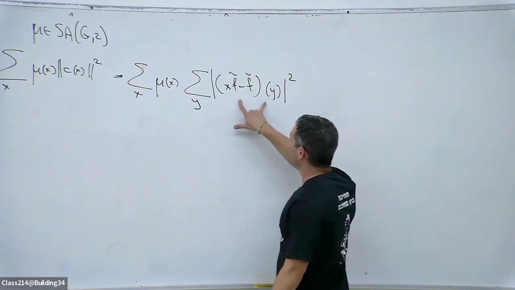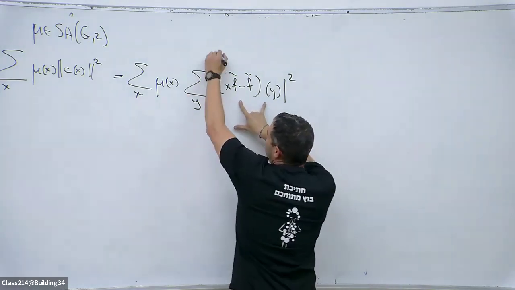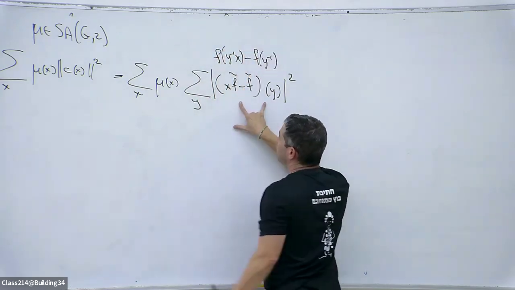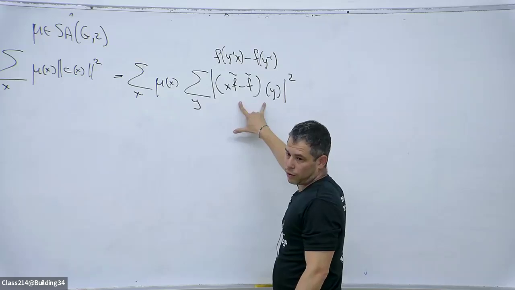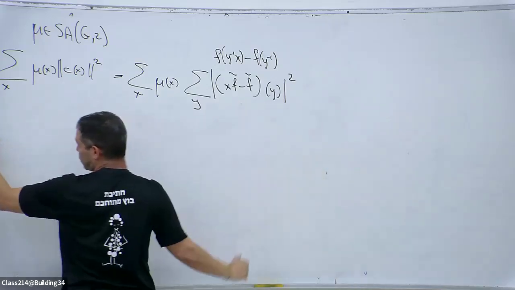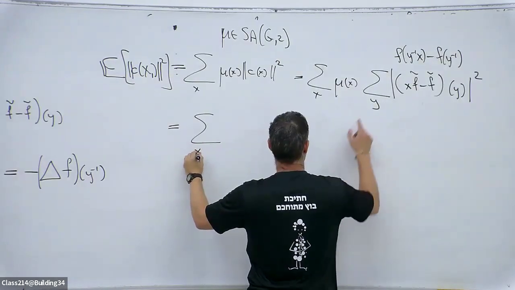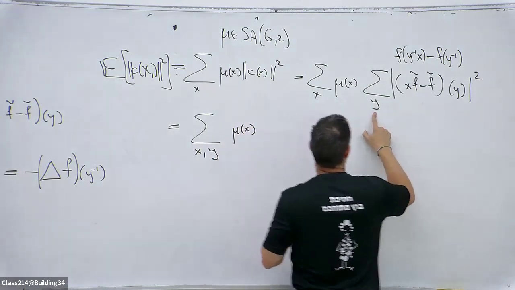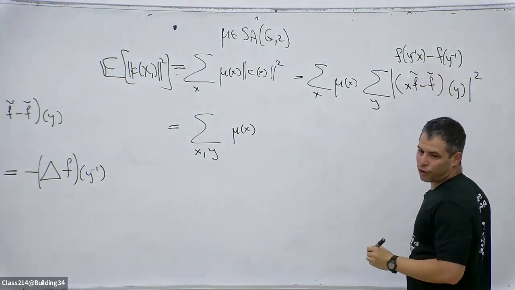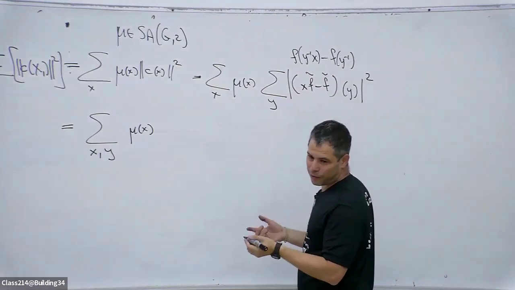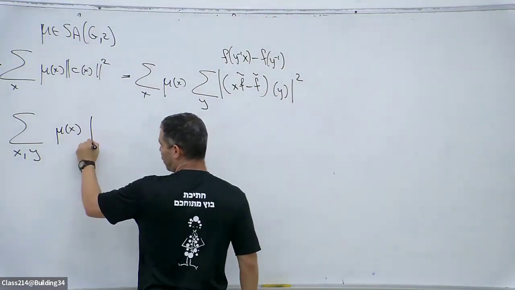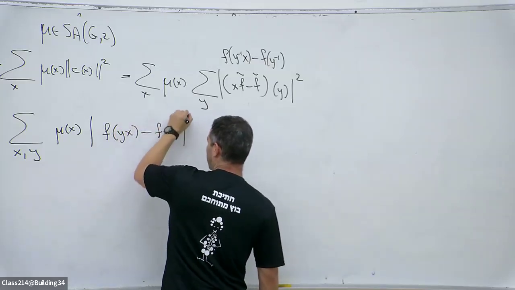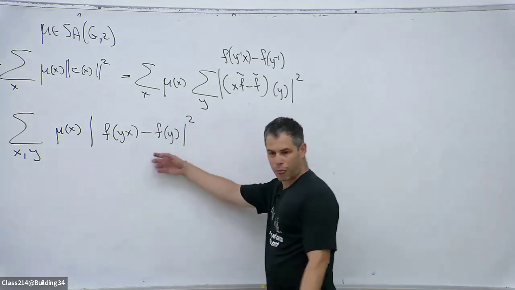But what is written inside this thing? Again, this is f of y minus 1 x minus f of y minus 1, just like we did before. Right? So if I sum all of these, I get the sum over x, sum over y, mu of x. Now when I sum over all y, I can change y inverse to y, right? I mean, it's going over the same set, I can do the change of variables, then I get f of yx minus f of y, squared. What is this?